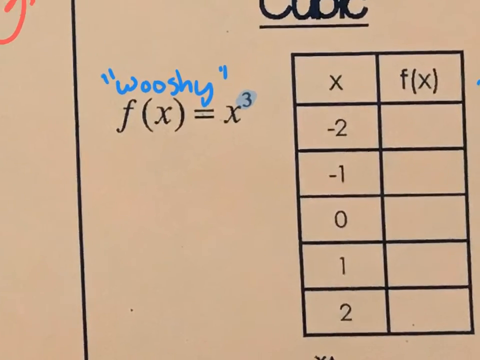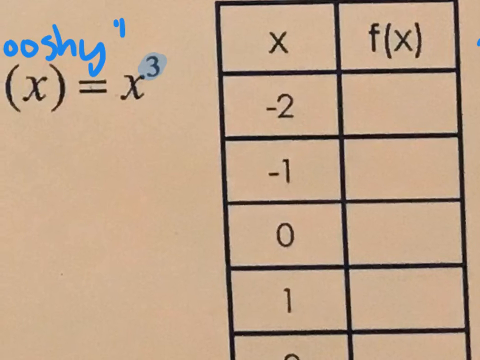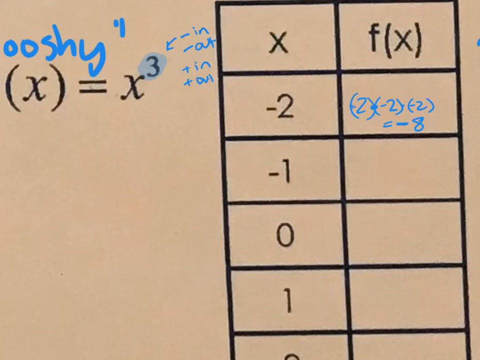So when we plug this -2 in, I'm going to do -2 times -2 times -2. So there are 3 negatives there. So this is going to turn out negative. 2 times 2 is 4, times 2 is 8. So if I put a negative in, a negative is going to come out. If I put a positive in, a positive is going to come out.